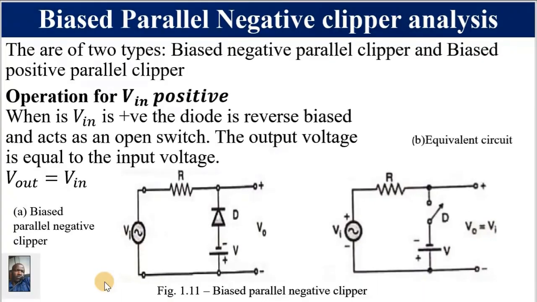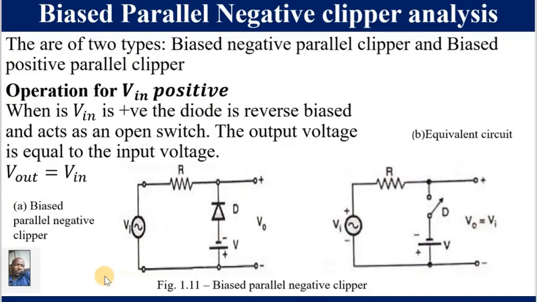A biased parallel negative clipper analysis. There are two types: a biased negative parallel clipper as well as a positive parallel clipper. We are going to look at the operation when Vin is positive, and this is our circuit diagram. And we are saying for a positive input, this diode is going to be reverse biased, hence it will behave as an open switch. Hence the output voltage measured between this point and this point is the same as measuring this point and this point. Hence Vout will be equal to Vin for Vin positive.